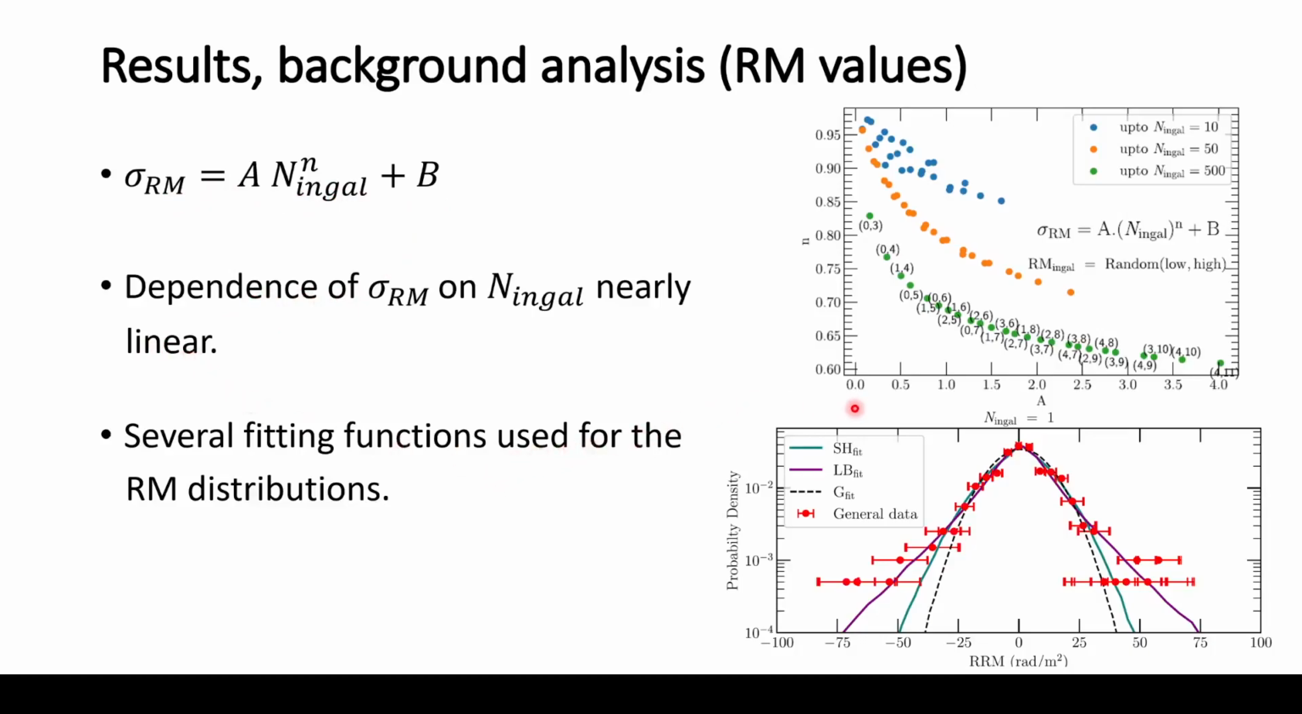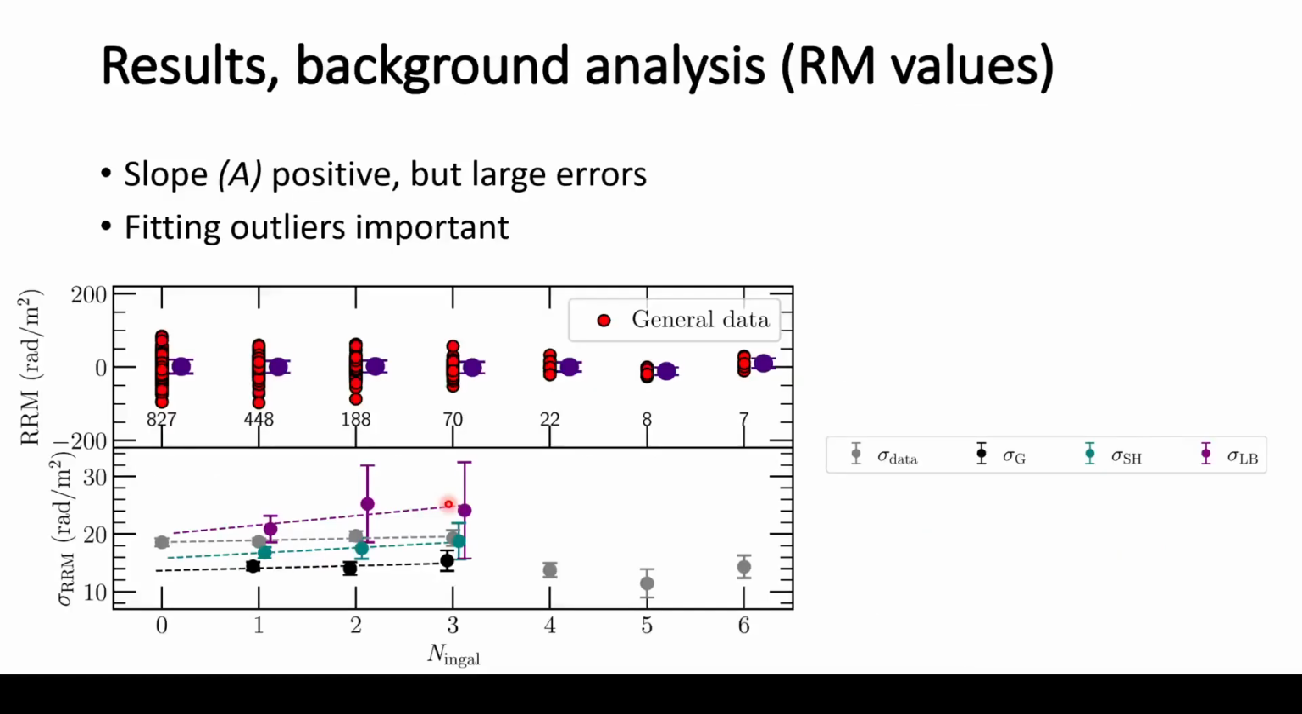Then we create a probability distribution function of the rotation measure from all the background polarized sources and fit three different functions, one Gaussian and two non-Gaussian functions, to it. Then we calculate the standard deviation for the rotation measure data and for all these three different fitting functions. Now for a general data of all the intervening galaxies, we explore the dependence of the standard deviation of rotation measures on the number of intervening galaxies.